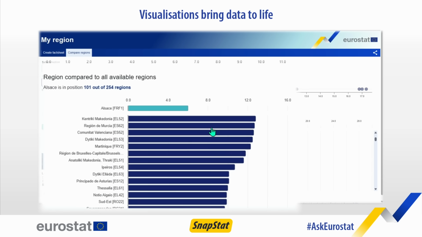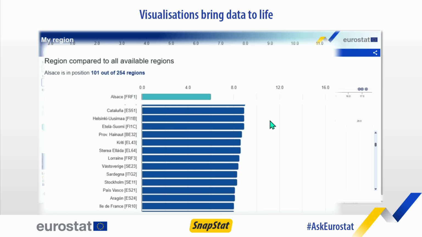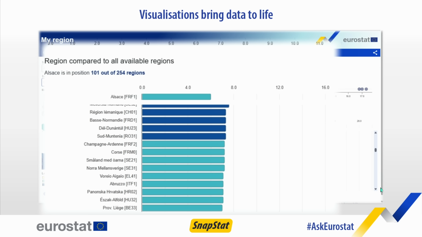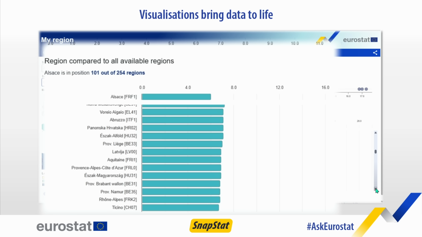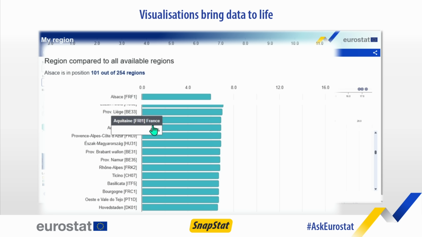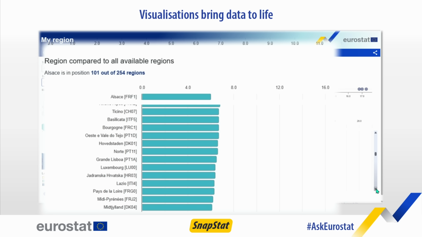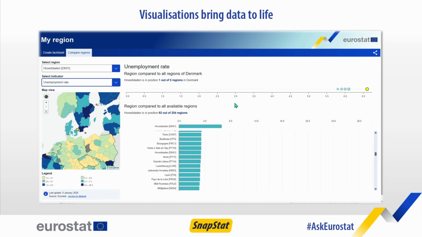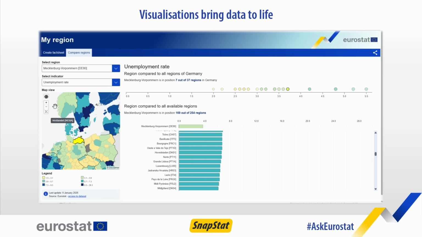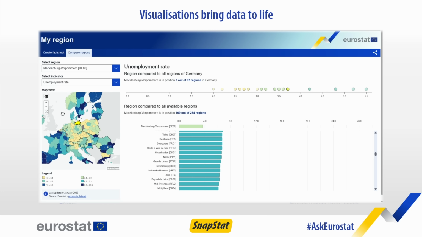So, for example, if I'd like to see which regions have a similar unemployment rate as Alsace, I can scroll down here until I hit some regions that have a similar length of a bar chart. So, let's go here. And as you can see, I have plenty of regions that have a similar unemployment rate. As the tool is fully interactive, I can also click on any other region here to explore this region. I can even select regions interactively via the map and compare them from here.